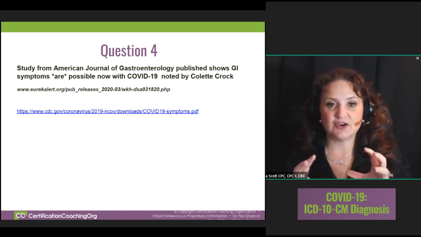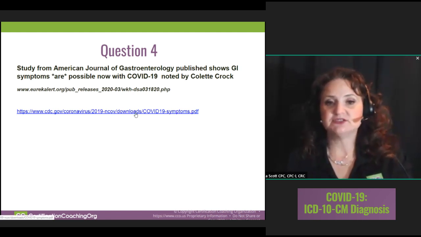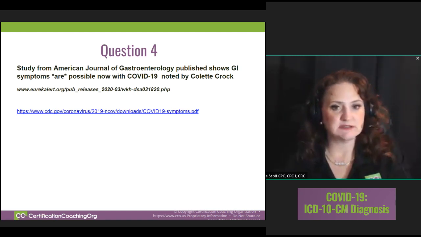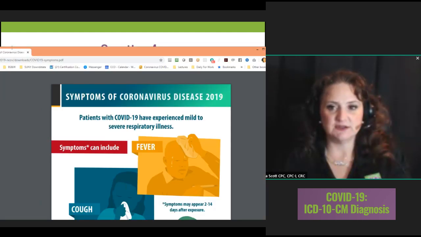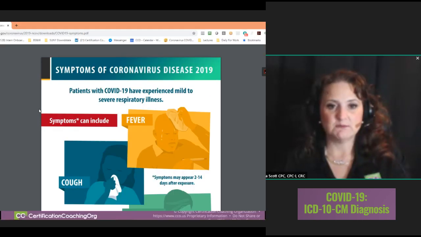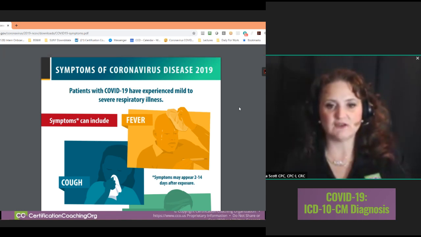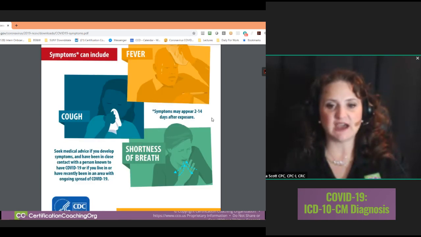Now, some of those sources are a little hard to navigate, but this particular link just gave a PDF, and I'm sure it was like a PSA, but here is what it looks like. I wanted to copy it and take it. I know you can get it in PDF form, but the official signs and symptoms are fever, cough, and shortness of breath. And they say the symptoms may appear 2 to 14 days after exposure, which is novel. Interesting.